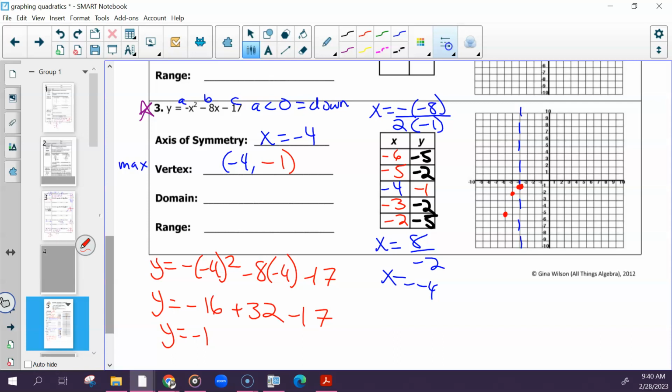What's nice about this is whether you do this from the table or whatever, once you have half of it, you should be able to do the other half. On the other side, this should mirror each other.